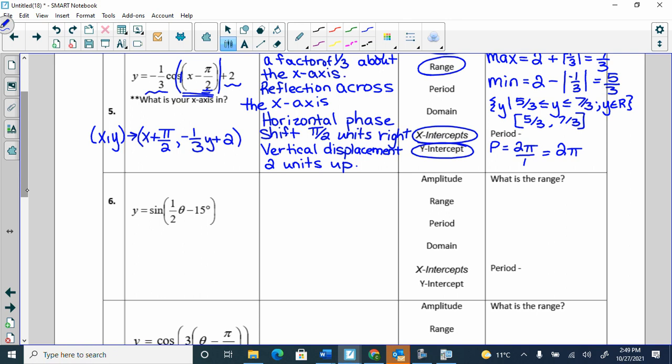Yeah, we have to take out that b. So we're going to get y equals 1 sine a half theta minus, what's 15 divided by a half?